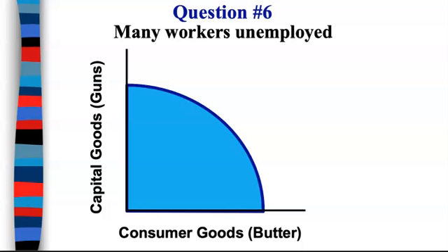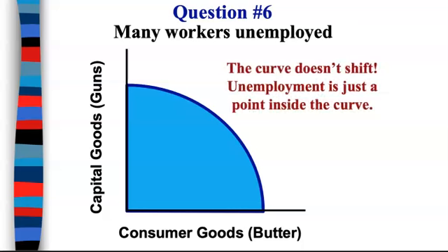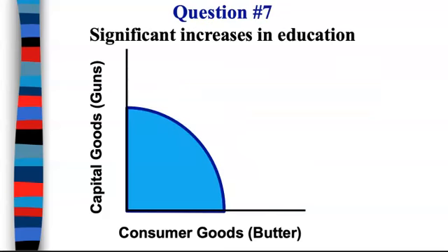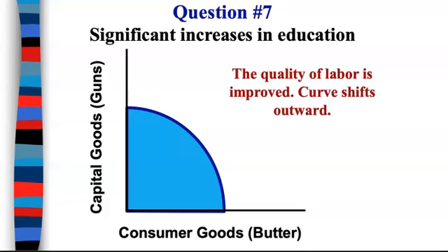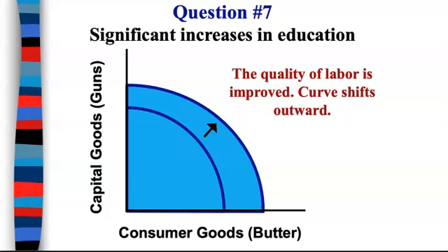Number 6, unemployment of workers. Well, once again, it's not that you have less workers, they're just not working. Therefore, you're not being efficient. So the curve isn't going to shift. It's just unemployment, and it's a point inside the curve, like so. Finally, number 7, a significant increase in education. Well, if you're increasing your education, you're increasing your human capital. And what this means is that the quality of your labor is improved, and the curve is going to shift outward, like so. Well, let's do a few more practice questions to make sure that we understand the concept.